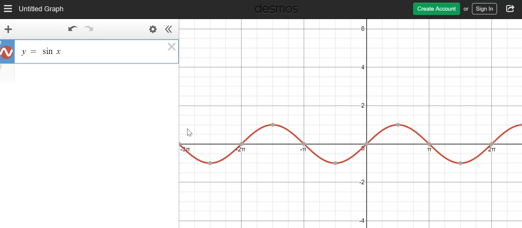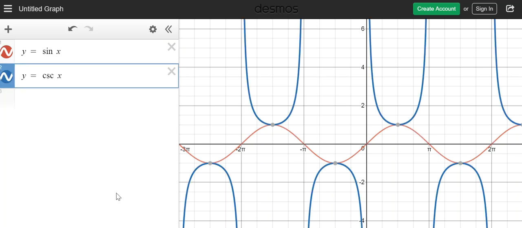I just want to take a couple minutes and talk about the sine graph and the cosecant graph and hopefully give you a few pointers for the notes that you're supposed to be working on over the weekend. So right here we see the sine graph. And now what I've just done is I've added the cosecant graph. And one of the first questions in the notes is to explain the relationship.